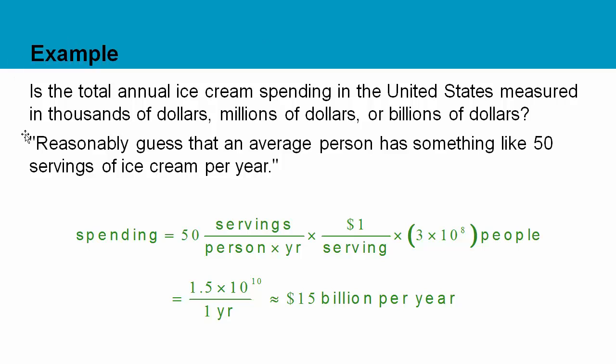Well, there are roughly 300 million people in the US, but rather than writing that with a bunch of zeros, we would start with 3.0, right, times 10 to the 8. That's how many people we have.